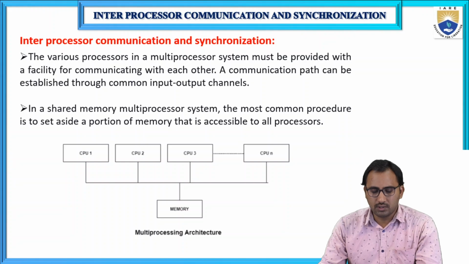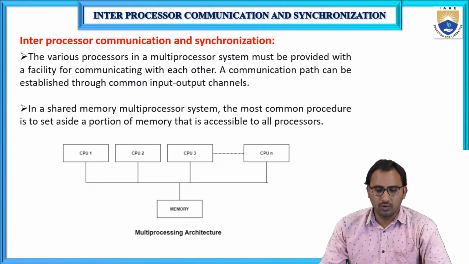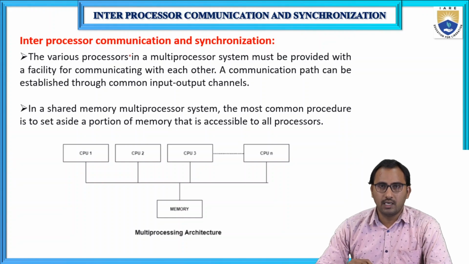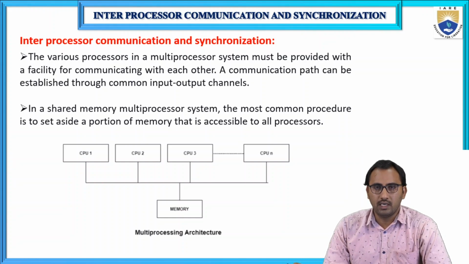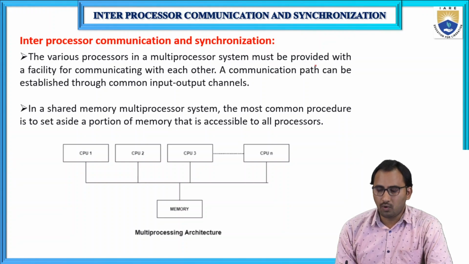In inter-processor communication, this is used in multiprocessor systems. In a multiprocessor system, we have more than one processor. That means we have 2 or 3 CPUs inside the system. The communication that is established between the processors in a multiprocessor system is called inter-processor communication. The various processors in a multiprocessor system must be provided with the facility for communicating with each other.